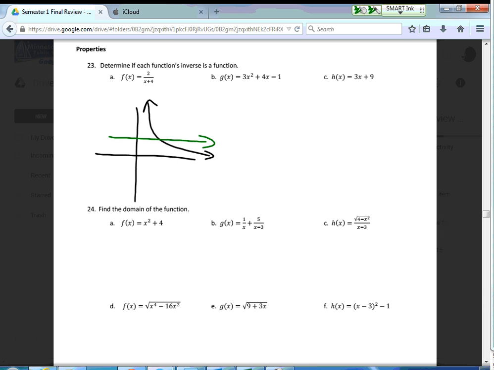Here's the horizontal line test. I move the horizontal line this way. Does it pass that? Yes, it does. It only touches once. So that little graph I just made passes both. It's a function, because of the vertical line test, and its inverse is also a function. That's what the horizontal line test does.